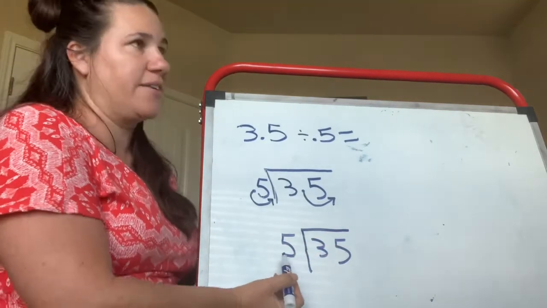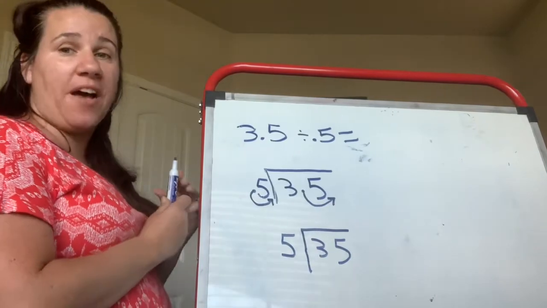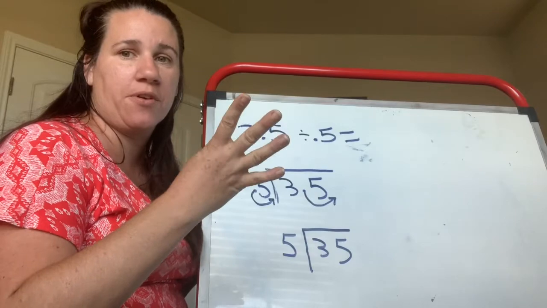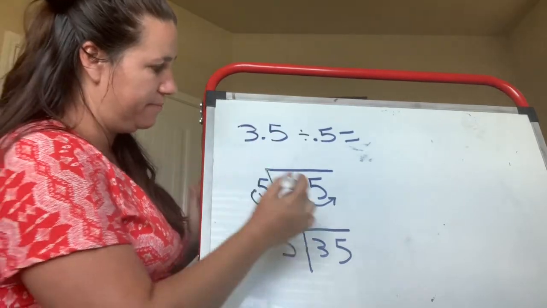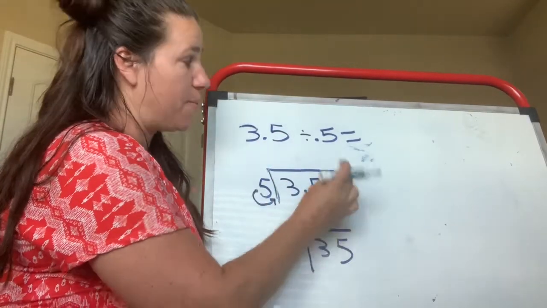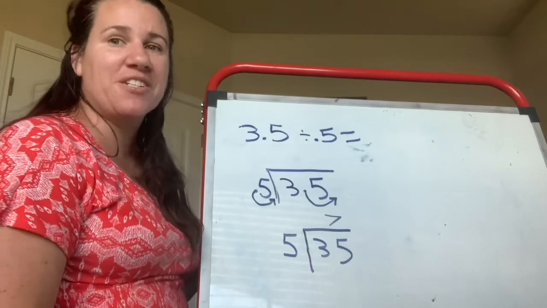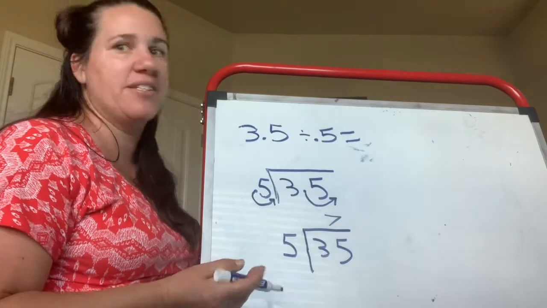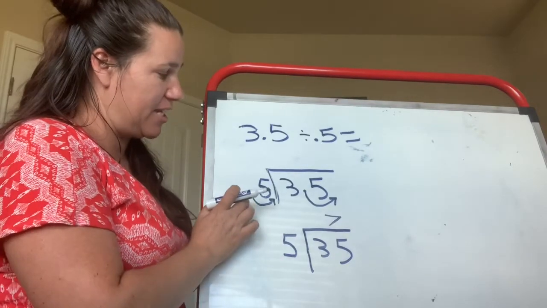So I could think about my facts. 5 times what is 35? 5, 10, 15, 20, 25, 30, 35. 7. Do you remember your answer from up here, from our picture? 7. There you go. So now you have a way to divide when you have a decimal in the divisor.